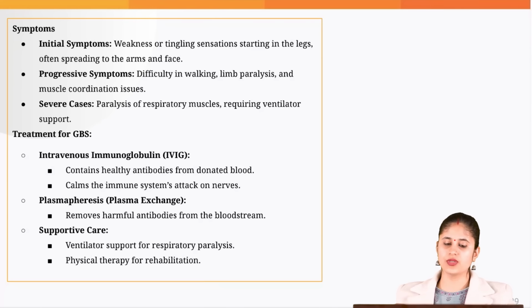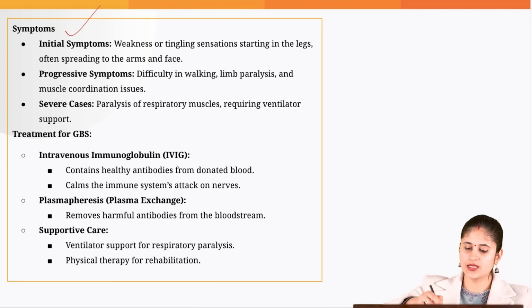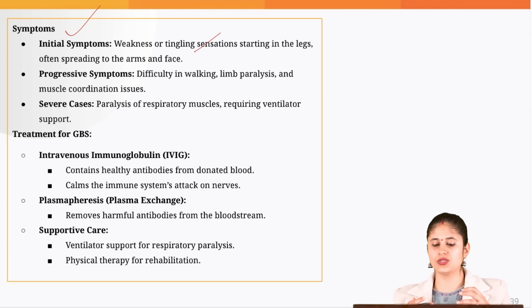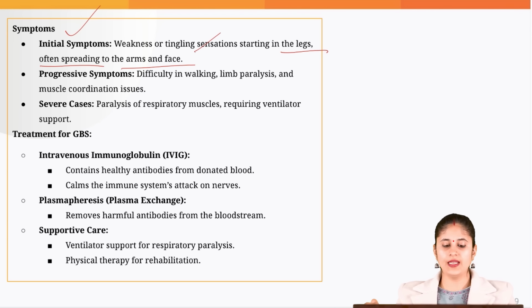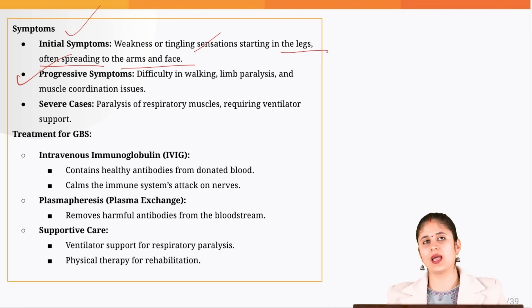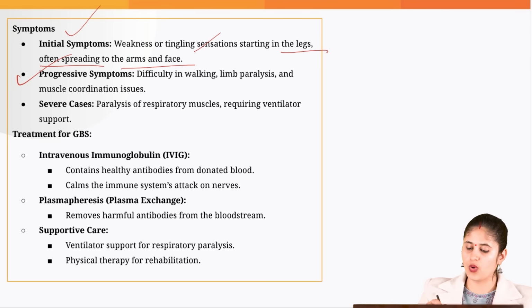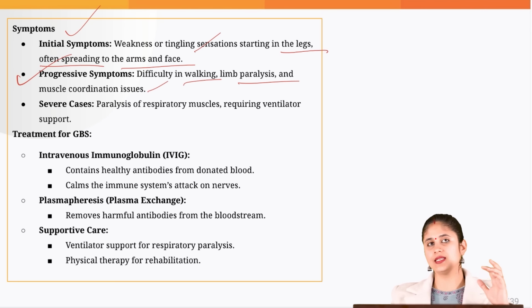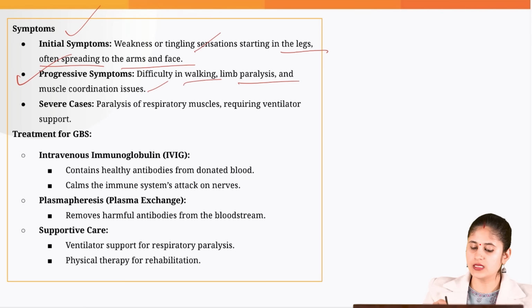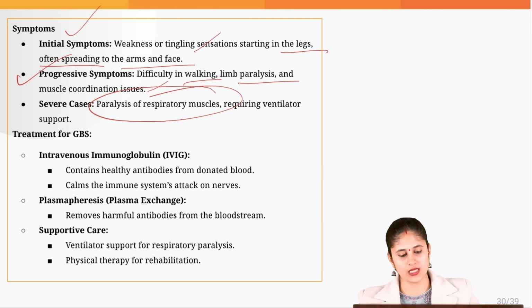Now, what are the symptoms? Initial symptoms would be numbness and tingling sensations starting in the legs and often spreading to the arms and face. Then, in progressive symptoms, what would happen? You will find it difficult to walk, and limb paralysis and muscle coordination issues would be there. And in severe cases, there could be paralysis of the respiratory muscles.